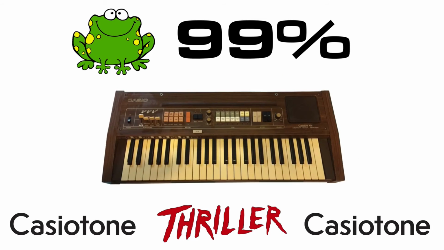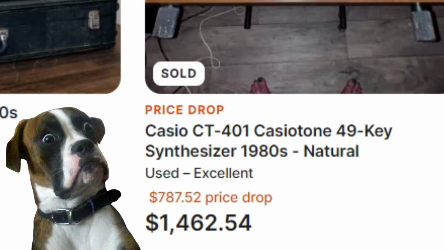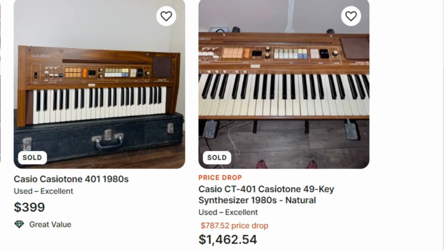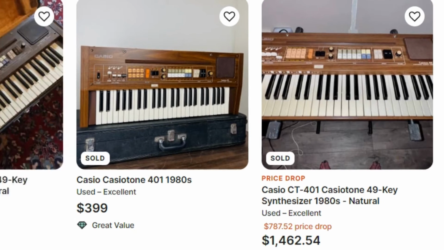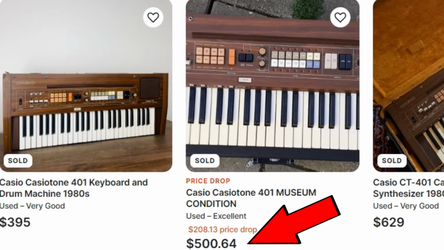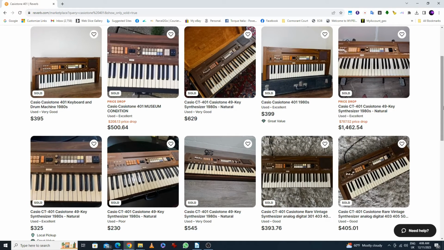Next up is the 401, the first Casiotone keyboard with auto accompaniment, and Reverb sold listings are showing us, holy crap, how much? One of these sold for $1,462? Well, okay, that one does seem to be an exception, as the next highest sold price was $629, followed by $500. There's a very low $230 sold listing, though it's advertised as poor condition. Otherwise, prices seem to be averaging around $400 for the 401.